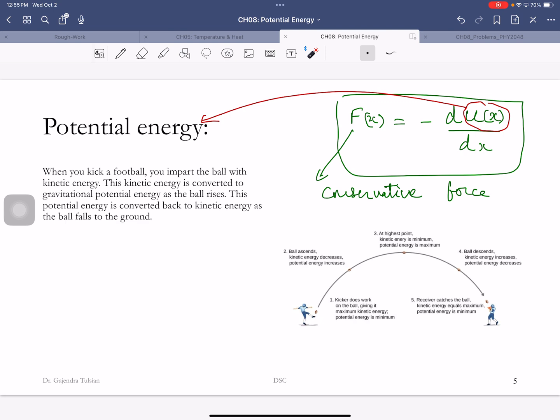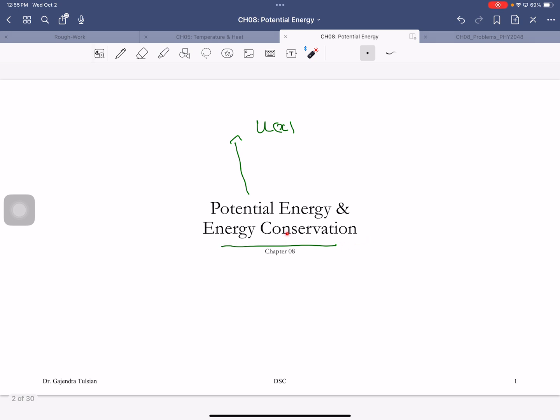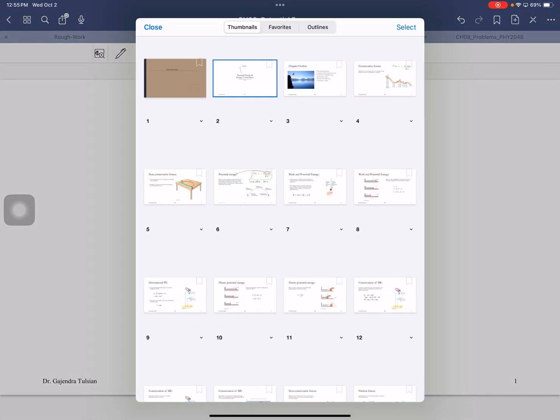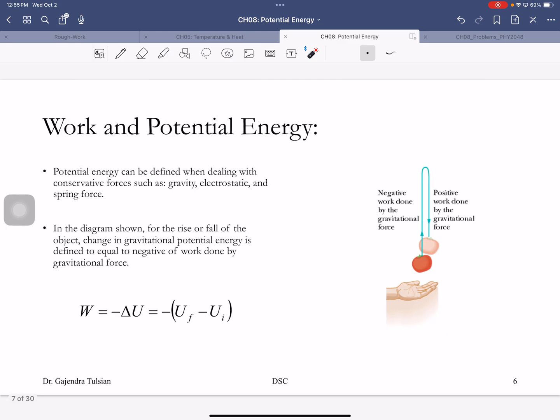That was that statement, energy conservation. Well, that was specifically mechanical energy conservation. So when you kick a football, its potential energy increases and its kinetic energy decreases, and the sum of the two energies will remain constant.